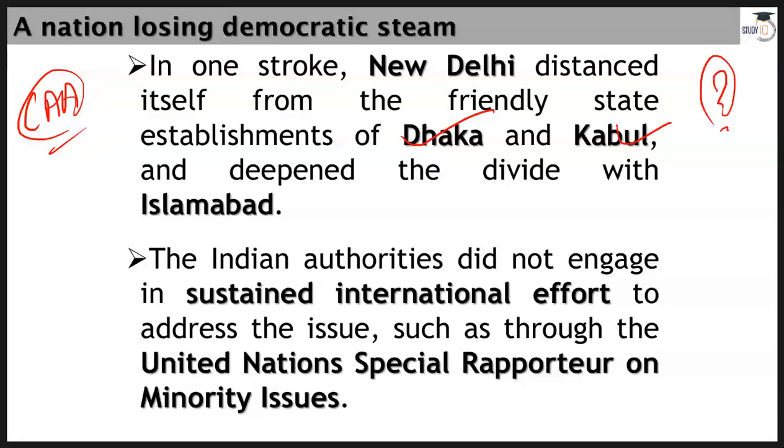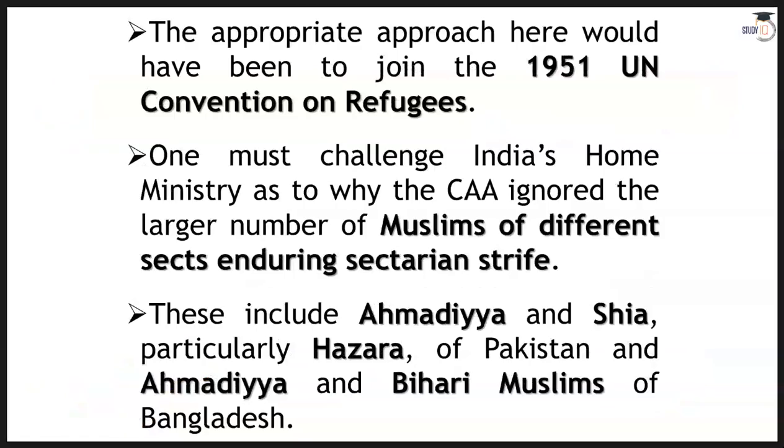The second important thing, and I think this is right, is that we can go through the United Nations Special Rapporteur on Minority Issues. But the problem here is that it will take ages, right? The decision is not going to come that soon. So this is something we have to keep in mind if we go through the UN.